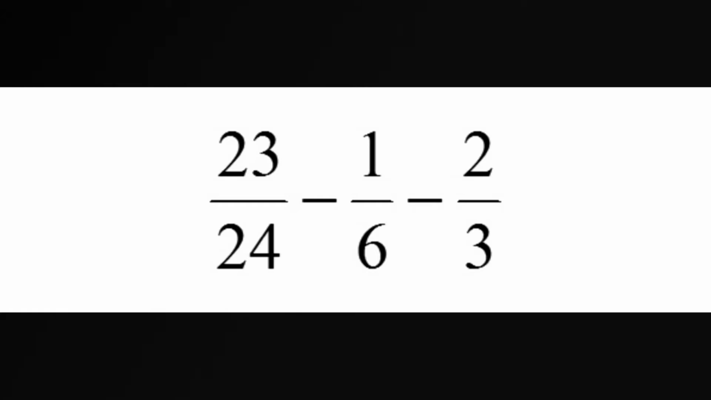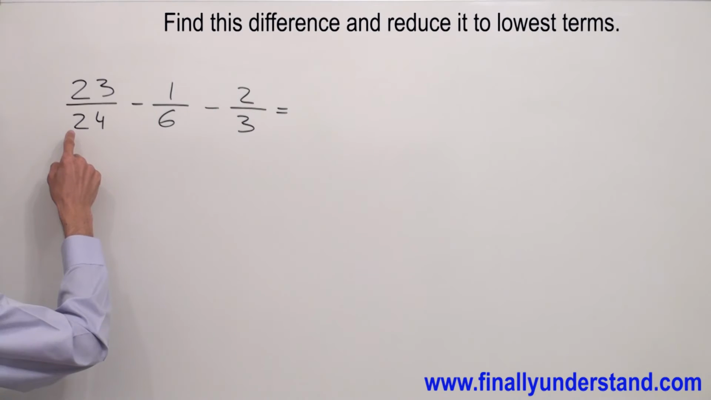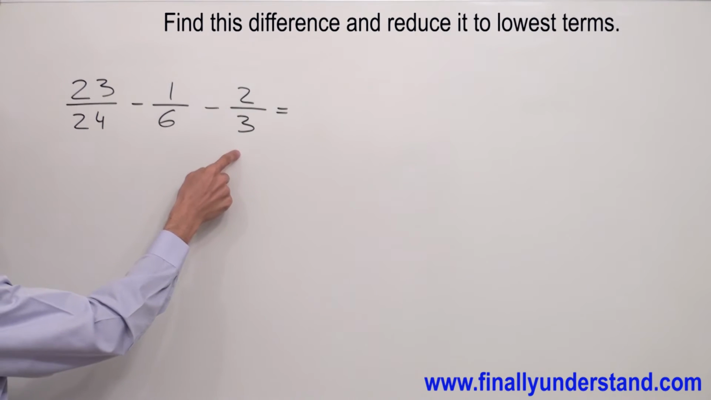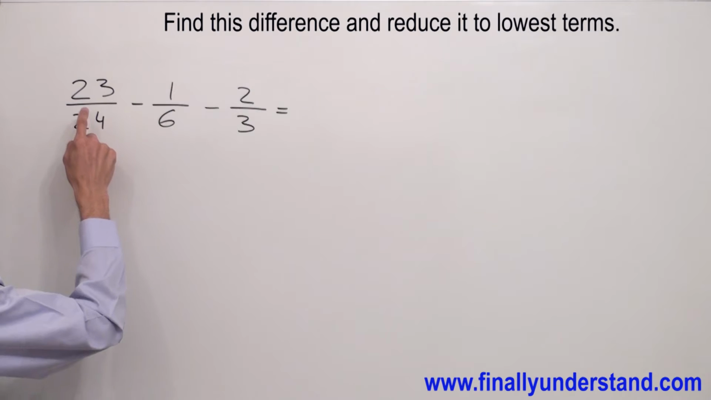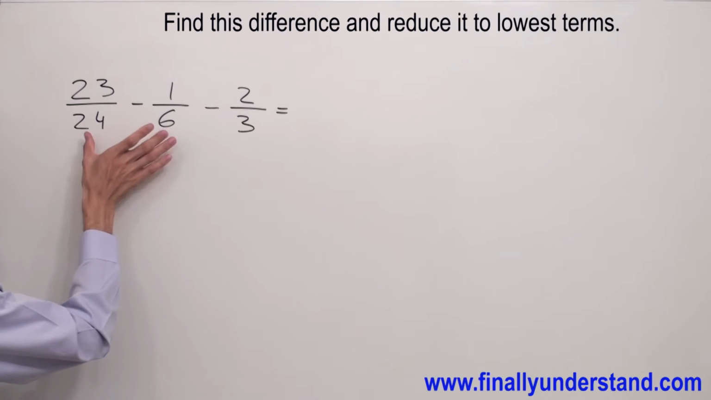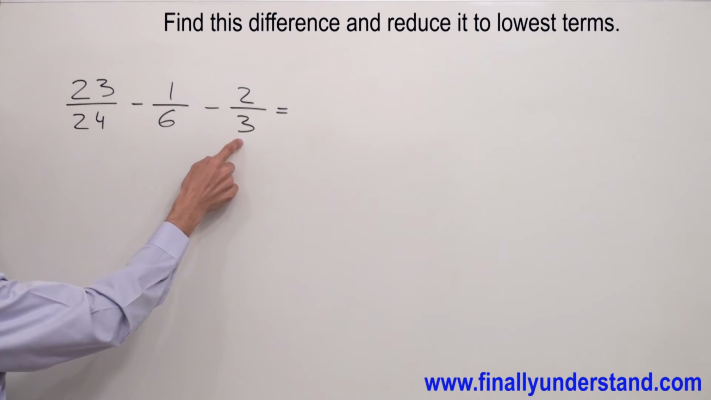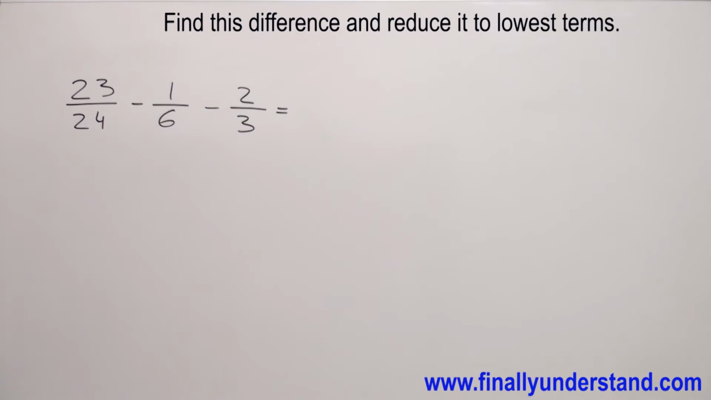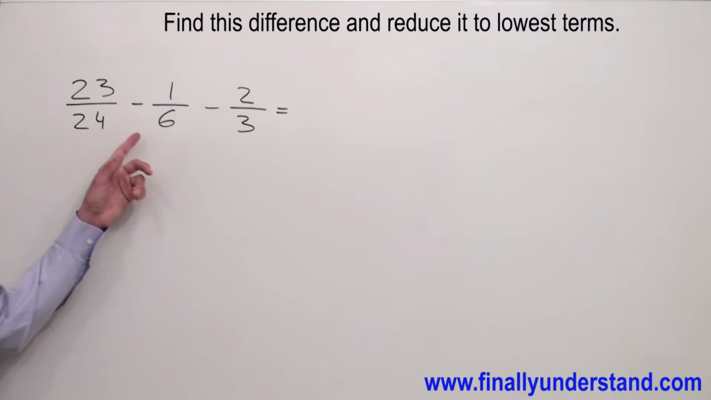Let's take a look at this example. Again, we have three fractions and we have to perform the operations from left to right. Means we have to first subtract 1 over 6 from 23 over 24, and from the result of this subtraction we have to subtract the third fraction. Now just look at the denominators, okay?